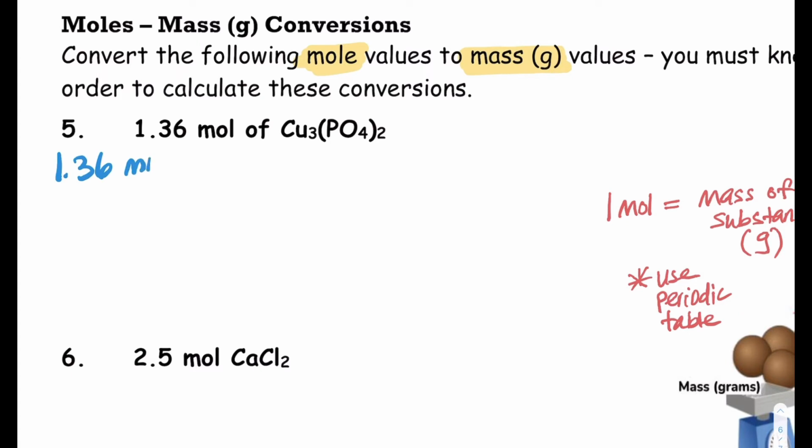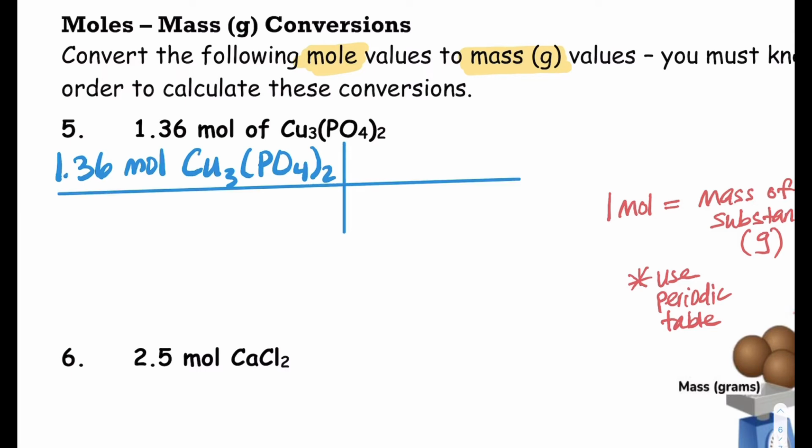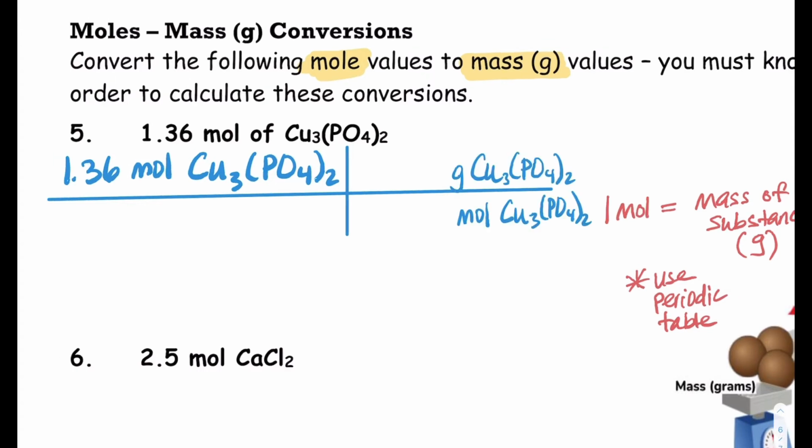Our given value in the first problem is 1.36 moles of copper 2 phosphate. We're going to solve using dimensional analysis. Let's plug in our units. Since we're canceling out moles of copper 2 phosphate, we will write that at the bottom, and we're solving for grams, so grams will be up at the top.